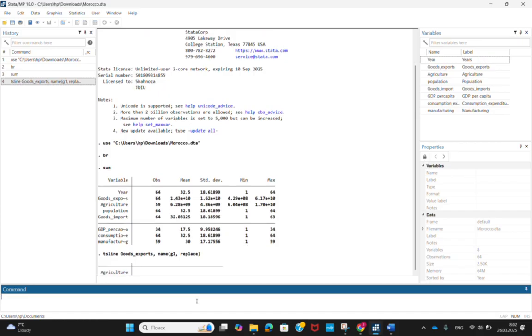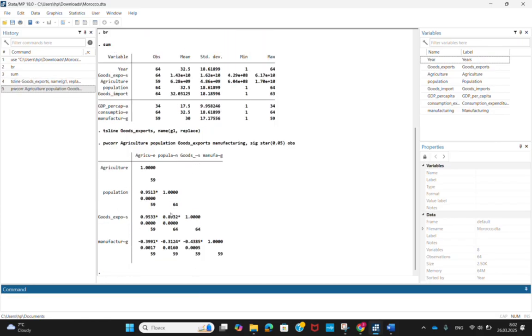Let's see the result. Here, all of them are significant for our research and for the economy of Morocco. This is the Pearson pairwise correlation. Observations 50, 57, 64, and so on.